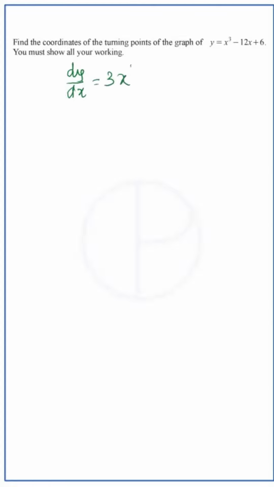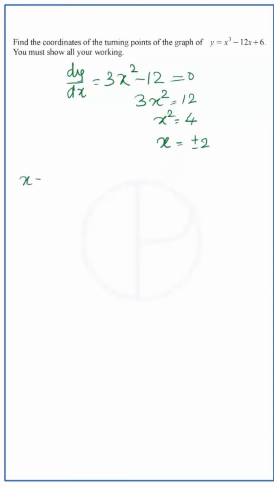Three x square minus 12, and equate this to 0. So 3x square equal to 12, or x square equal to 12 divided by 3, which is 4. So x is equal to plus or minus 2. So we need to find the coordinates of the turning points.